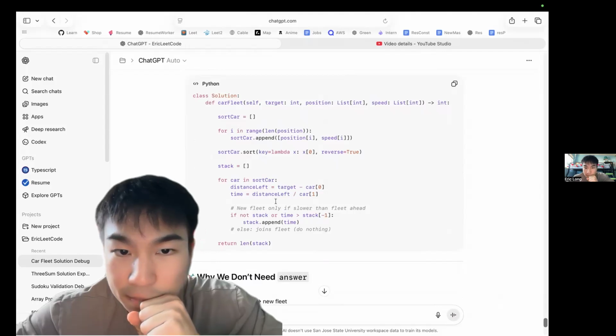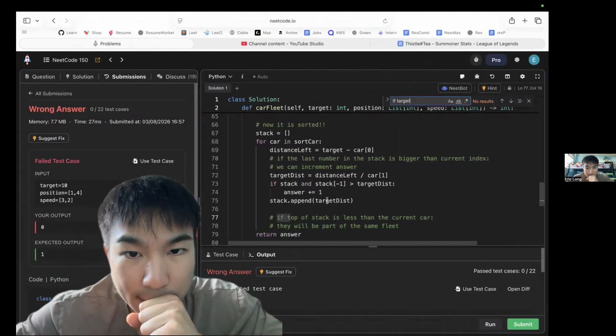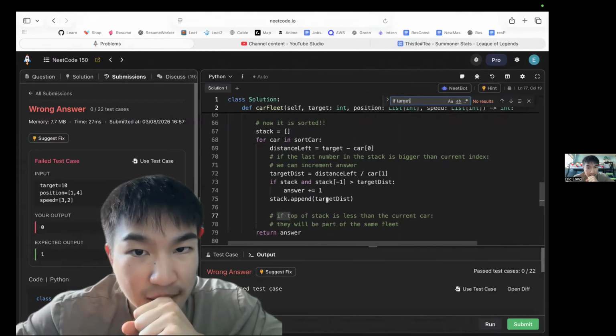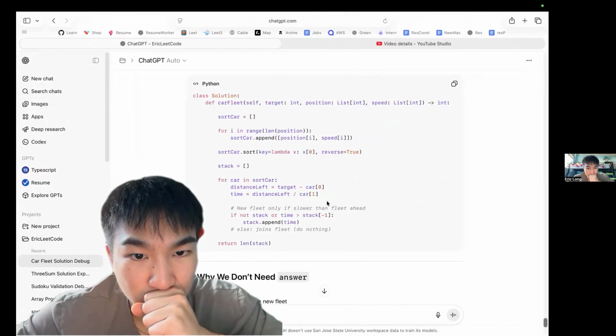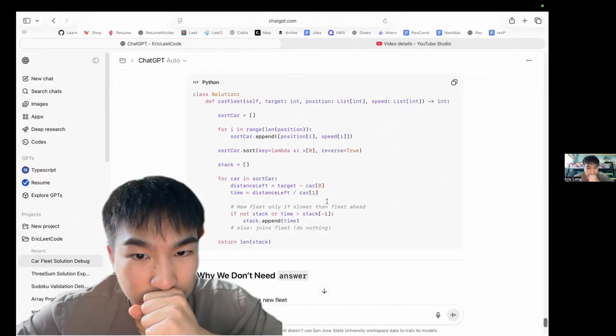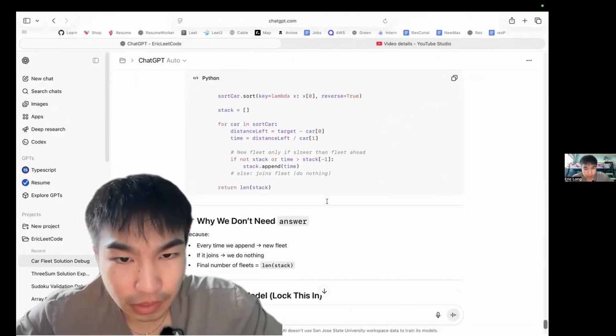Or time. Look at distance. It's not stack.